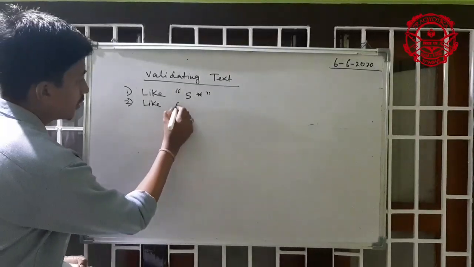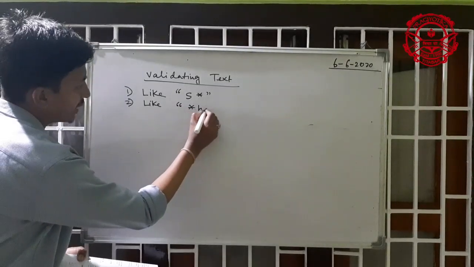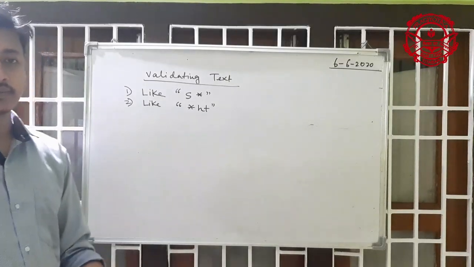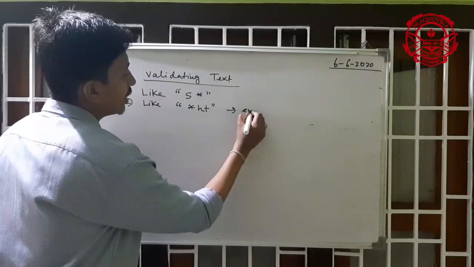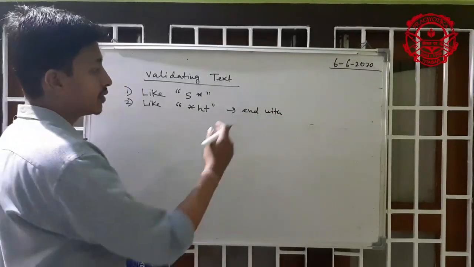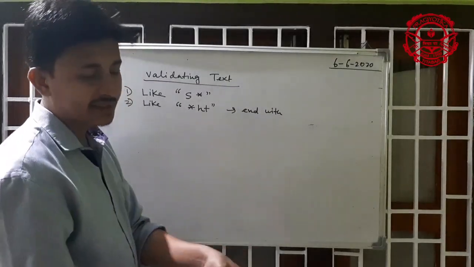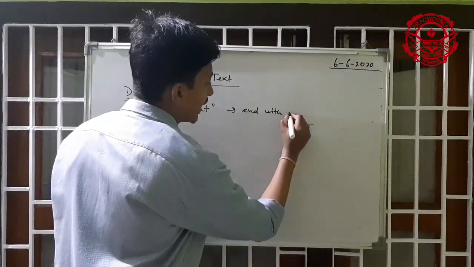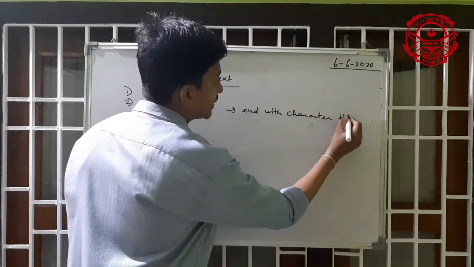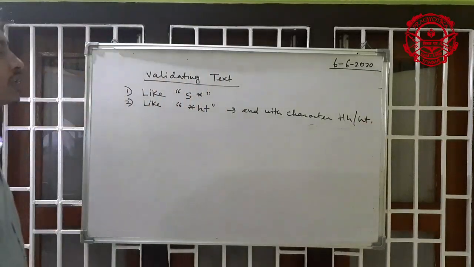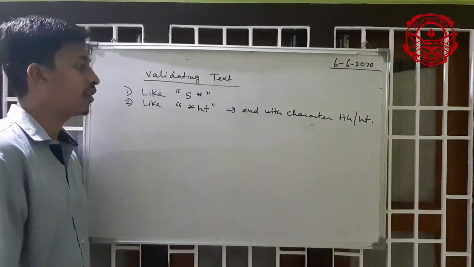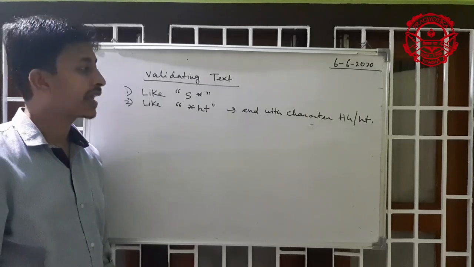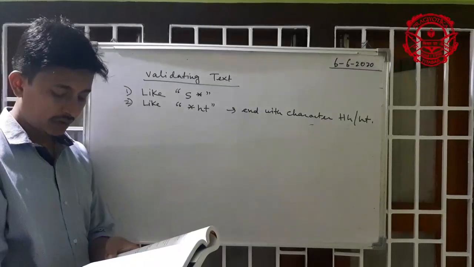Next is number 2. Like, double quote, asterisk, st. Now see, it says whether the text value ends with the characters st. The value should end with st or small st. Those names or text which fall in this range will be searched by the Like operator.